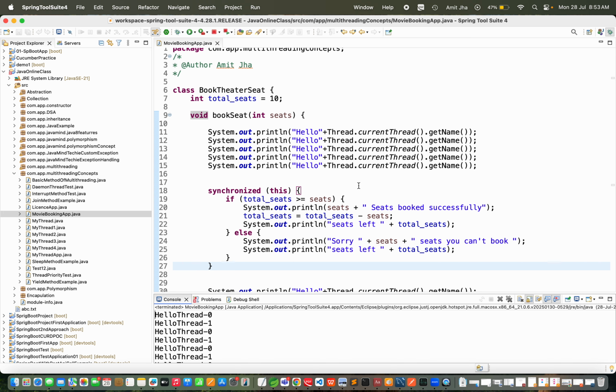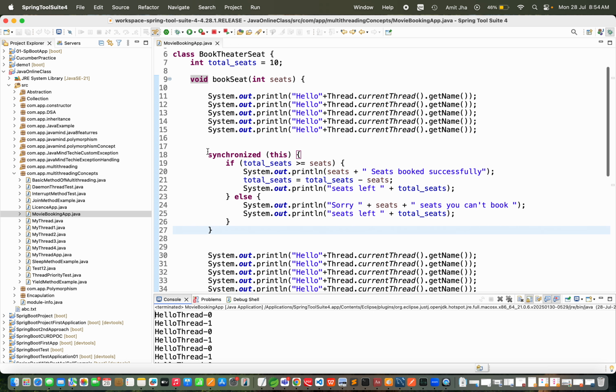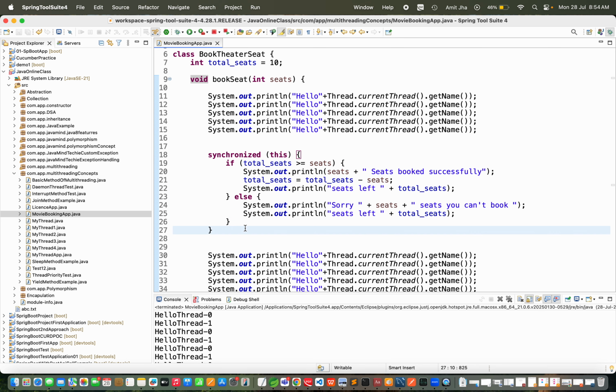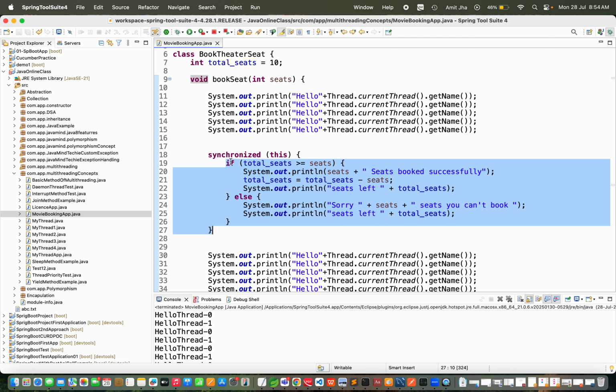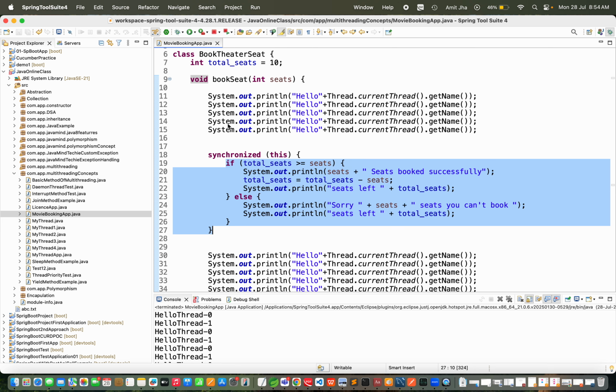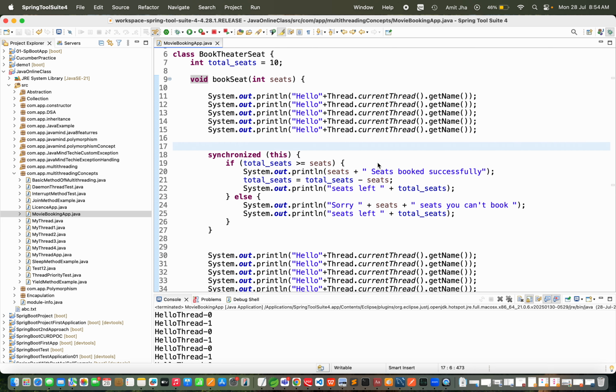Why are we going to use a synchronized block? If you use a synchronized block, suppose your method contains 10,000 lines. The threads will come into the picture and execute in parallel, but only these lines of code are blocked. Only this block, meaning this condition, will be blocked by synchronized. That is the main thing about a synchronized block over a synchronized method. I hope you understood.